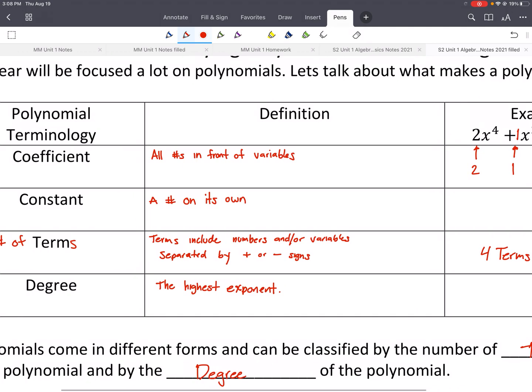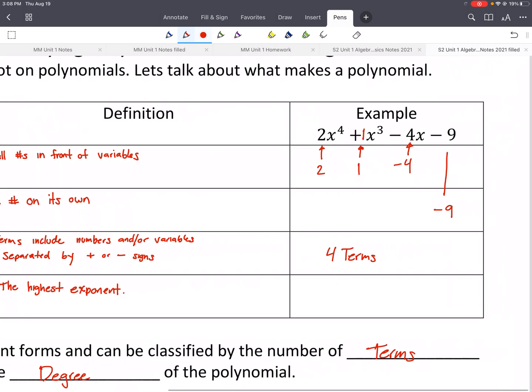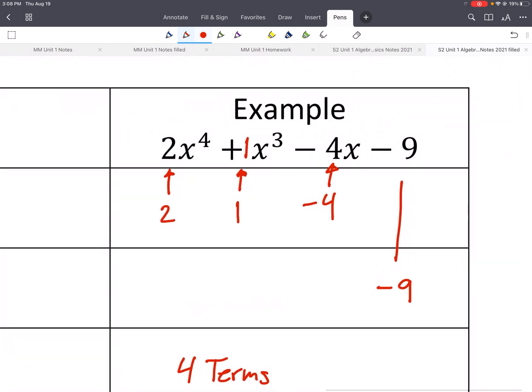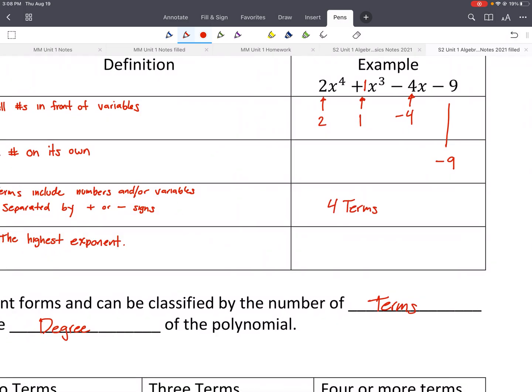Next we have degree. Degree is the highest exponent. So if we look at this example, what is the highest exponent? Again, exponents are things like to the 4th or to the 3rd. This would be an exponent of 1. So what is the highest? Well, the highest exponent is a 4. So the degree of this polynomial is 4, a power of 4.